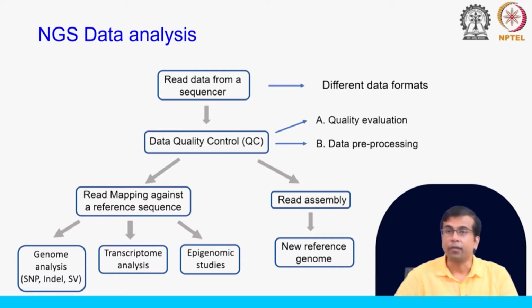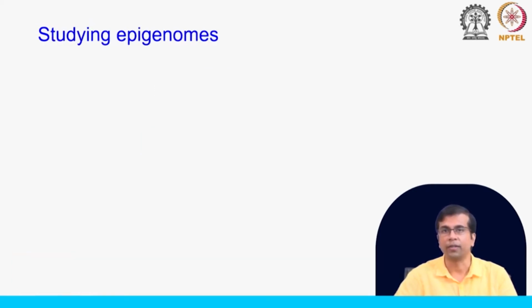On the other side, we talked about read assembly in the last few classes. So, last week we talked about the assembly algorithms, we talked about tools, and we then get a new reference genome after the assembly process. So, we have discussed all this, and what you see, the epigenomic part is remaining, and this is something we are going to discuss in the next few classes.